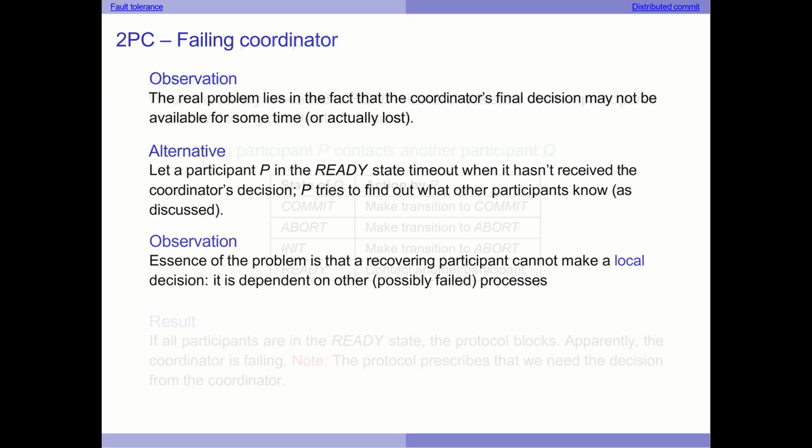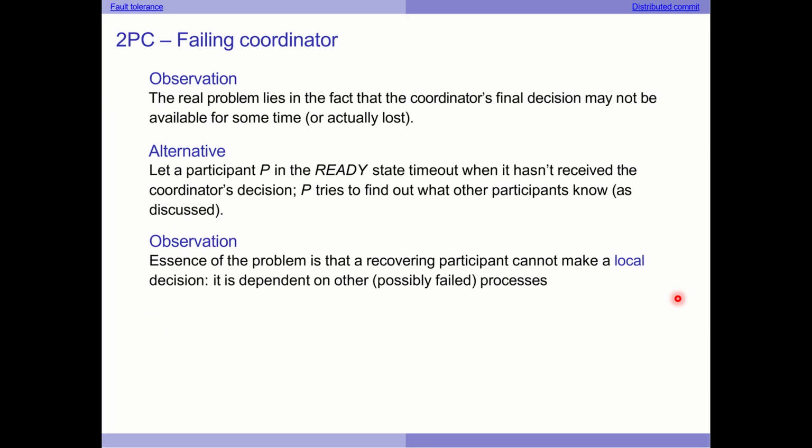So now let us talk about the failing coordinators. The real problem lies in the fact that the coordinator's final decision may not be available for some time, meaning it crashes and has not recovered. Here the problem is that the participant doesn't know whether the coordinator has made a decision to commit or to abort. So this blocking can be indefinite.